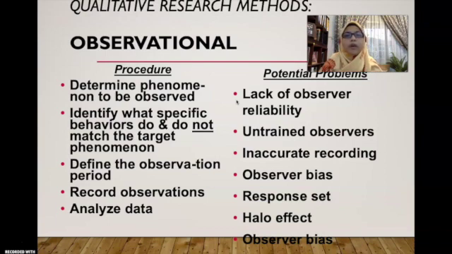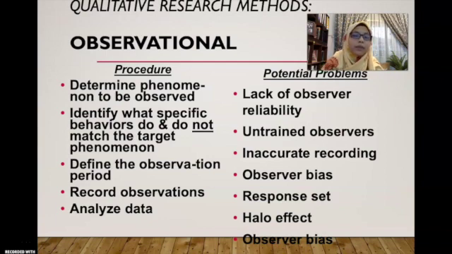So the procedure of doing the observational research method is to determine the phenomena to be observed, identify what specific behaviors do and do not match the target phenomenon, and after that you define the observation period, record the observation, and analyze the data. Usually in observational research, you have an observational checklist in order to look at certain phenomena that you want to observe and identify what specific behaviors do and do not match the target phenomenon.